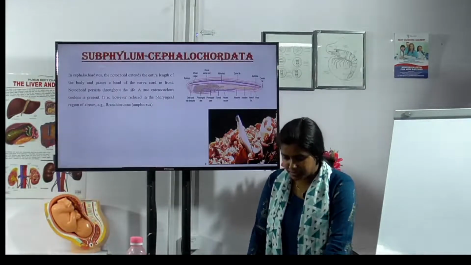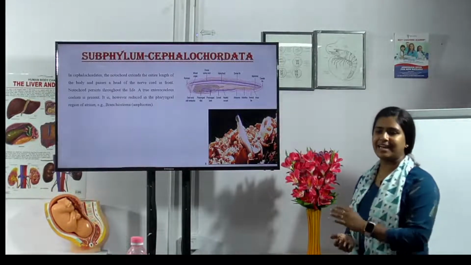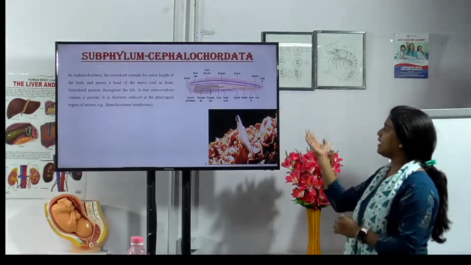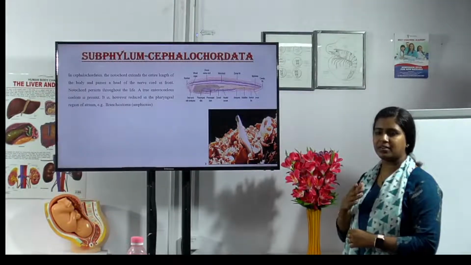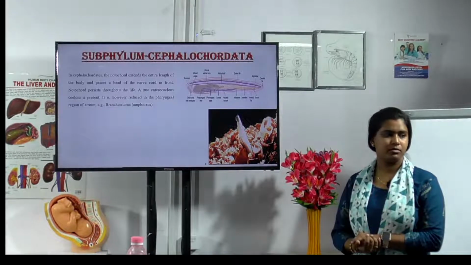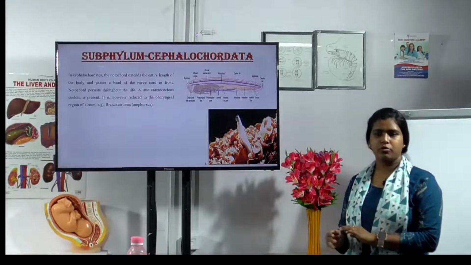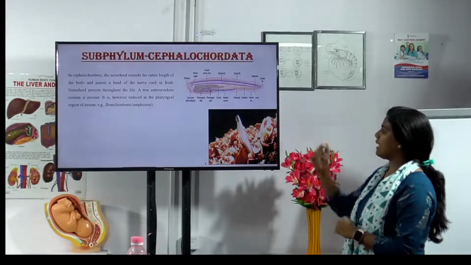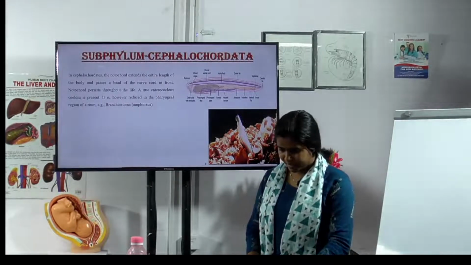Okay, the other one is phylum Cephalochordata. Here the notochord extends the entire length of the body, but there it is only half, and here it is full, and passes ahead of the nerve cord in the front. And the notochord persists throughout life, but in Urochordata it is present only in the young one and not developed in the adult. But here it is throughout life. The true endocoelom is present and however reduced in the pharyngeal region of atrium.